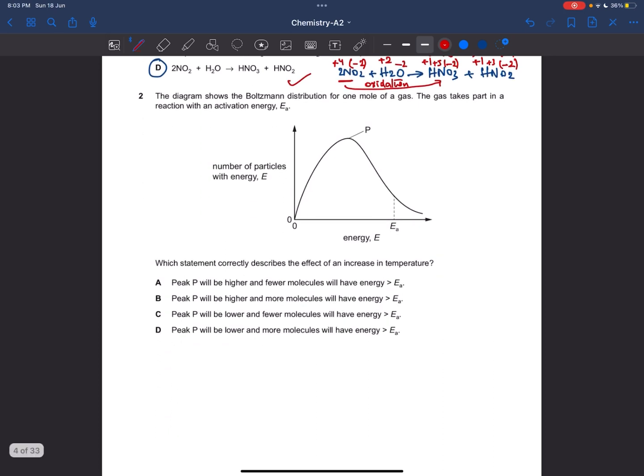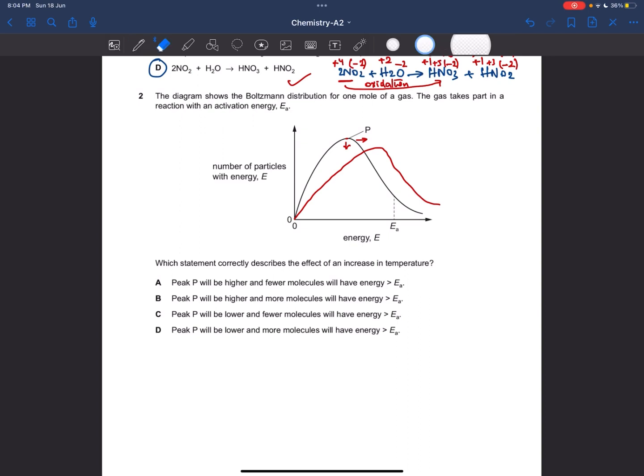Question number 2. The diagram shows a Boltzmann distribution for 1 mole of gas. The gas takes part in a reaction with an activation energy EA, right? So the graph shows number of particles with energy E on the y-axis, and this is the x-axis, which shows the energy of the molecules. Which statement correctly describes the effect of an increase in temperature? So you guys might know that an increase in temperature shifts the peak to the right and the peak below the original peak, right? So if I draw this, it will become somewhat like this. This peak will be lower and this peak will shift to the right.